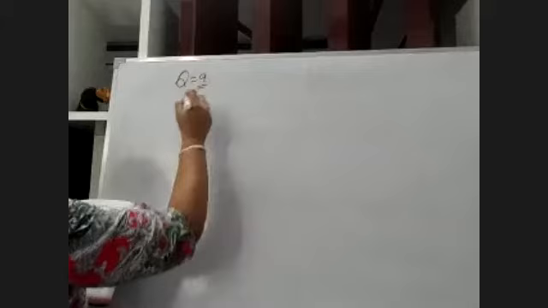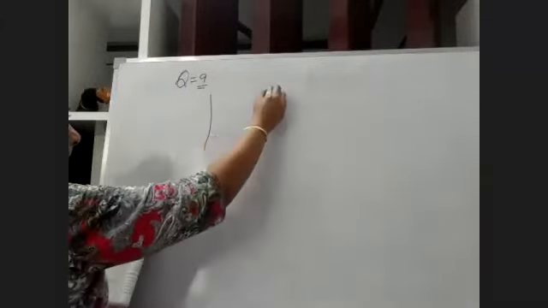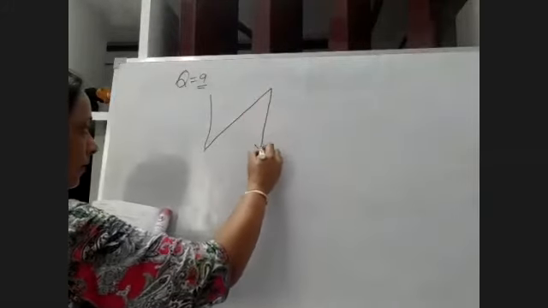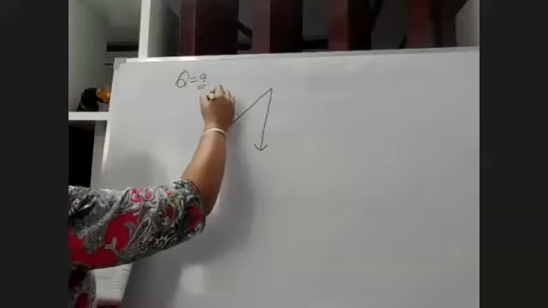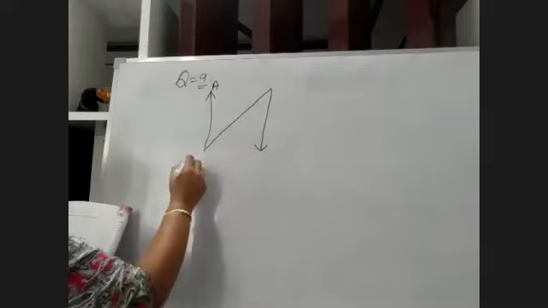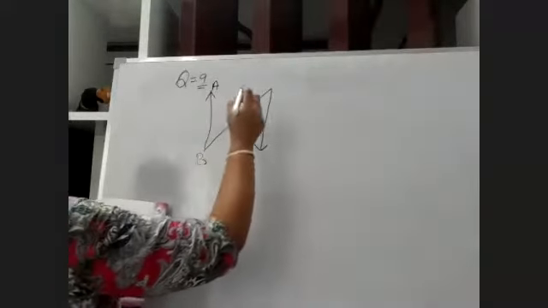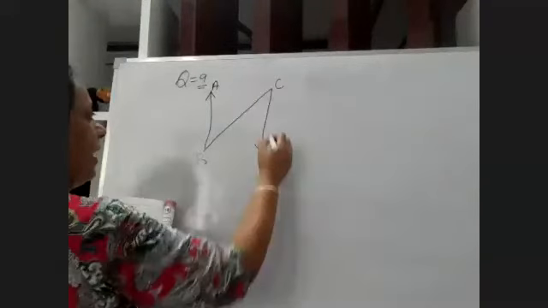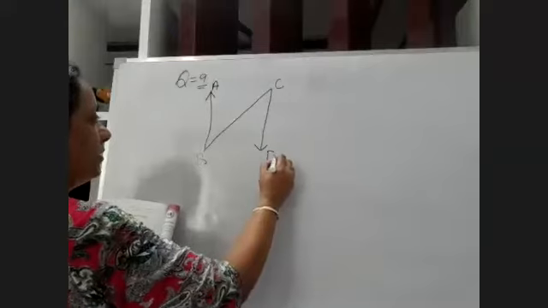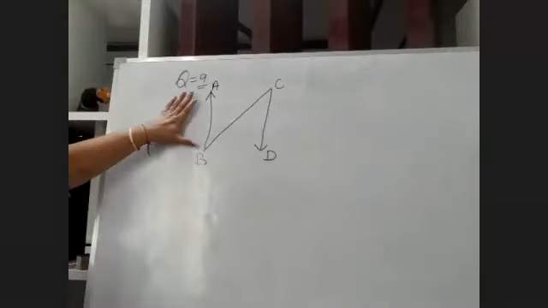The first figure is now here. We have points A, B, C, and D, and line segments and rays in this figure.